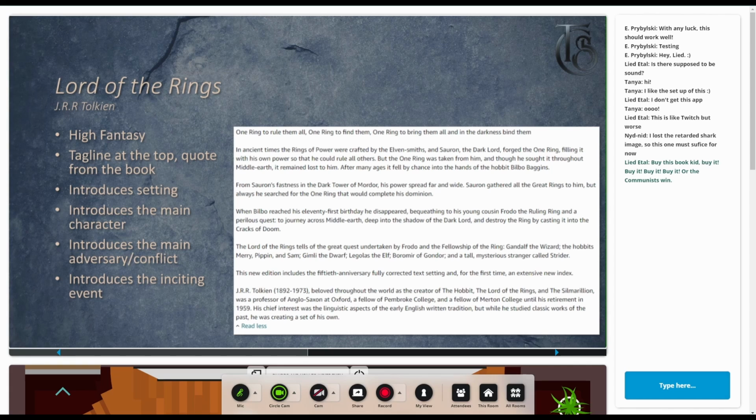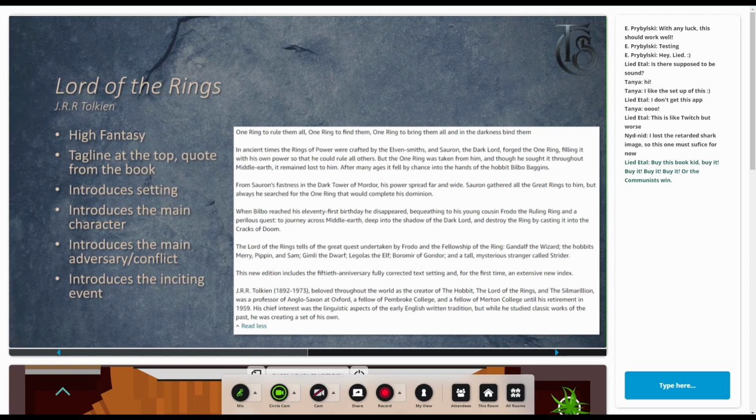And then it continues on with a bio of J.R.R. Tolkien. J.R.R. Tolkien, 1892 to 1973, beloved throughout the world as the creator of The Hobbit, The Lord of the Rings, and The Silmarillion, was a professor of Anglo-Saxon at Oxford, a fellow at Pembroke College, and a fellow at Merton College until his retirement in 1959. His chief interest was the linguistic aspects of the early English written tradition, but while he studied classic works of the past, he was creating a set of his own.